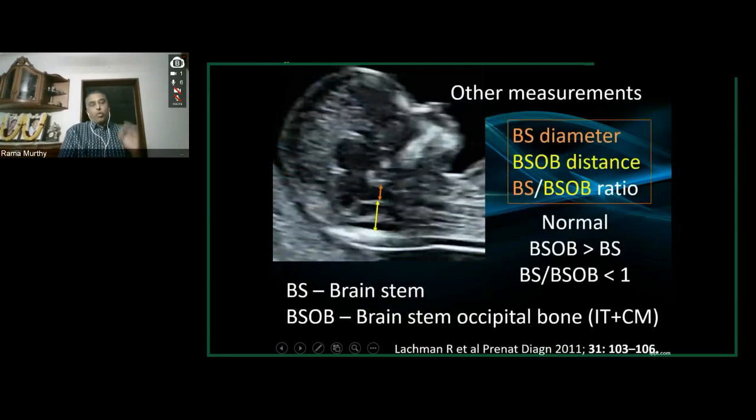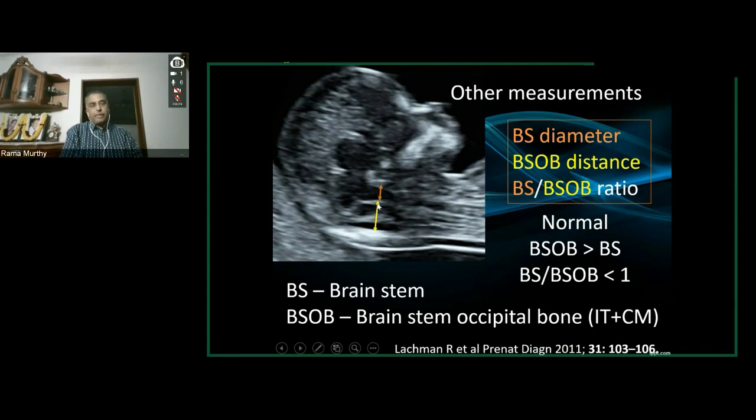Now, once you see a thing, you begin to measure it. In my practice, I don't measure the intracranial translucency. I just eyeball and document the intracranial translucency. But if there's any doubt regarding the normalcy of the anatomical structuring which is happening there, you will begin to measure. So here in this particular normal scan, you find that that is the brainstem diameter.